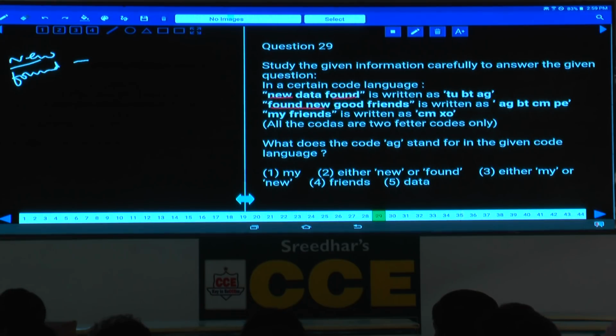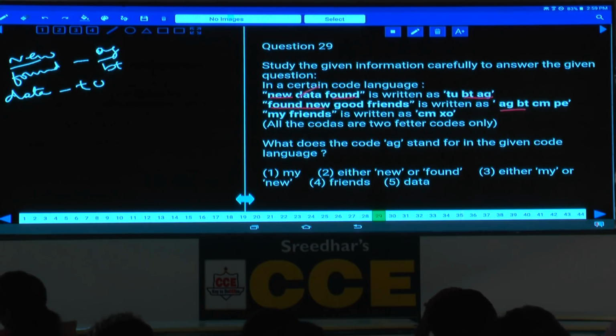AG, BT. AG and BT are common, in any order. Then in the first statement, what is left over here? Data is the word left over. And what is the code left over here? TU. Data is TU. And finally here, good is what? Good is found new. New and found. And good and friends are the 2 left over.